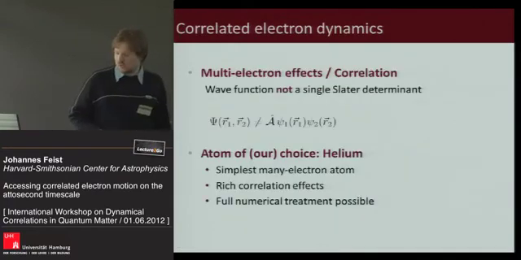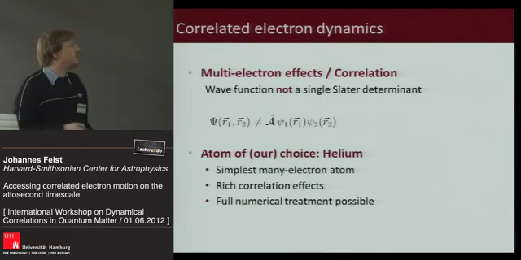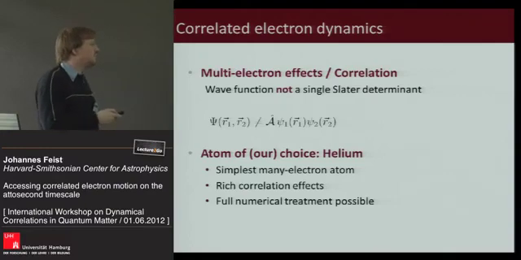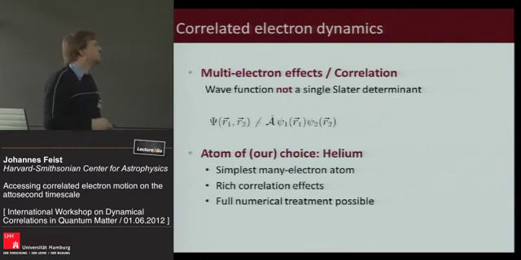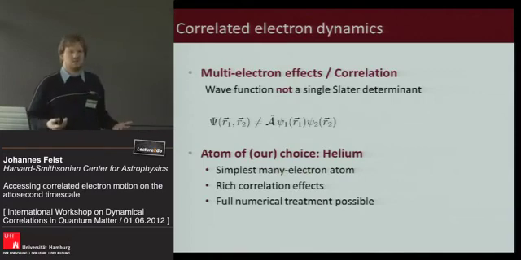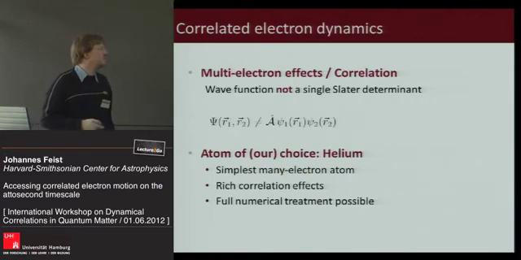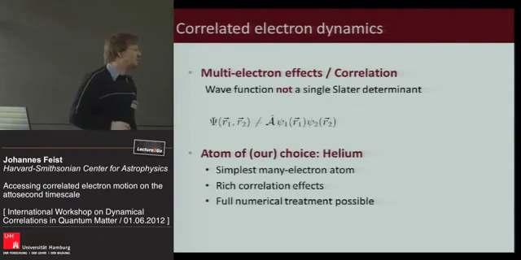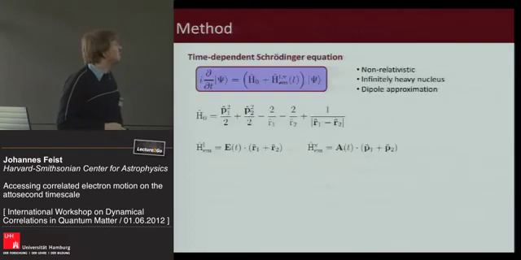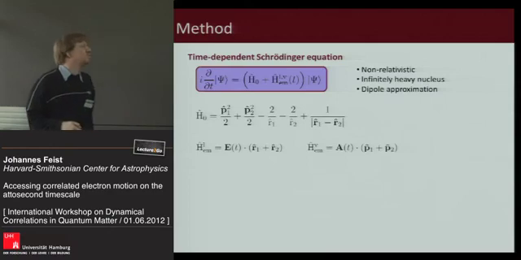What we want to look at with these tools is multi-electron effects, or correlation effects. What we mean by that is that the wave function is not a single Slater determinant, not just a single product of single-particle orbitals. The atom we use mostly for looking at these kinds of effects is helium, for a few reasons. First of all, it's the simplest many-electron atom, which means that we can still treat it relatively precisely with calculations, and it already has rich correlation effects. So we can do full numerical simulations and look at all of these correlation effects in quite a lot of detail.